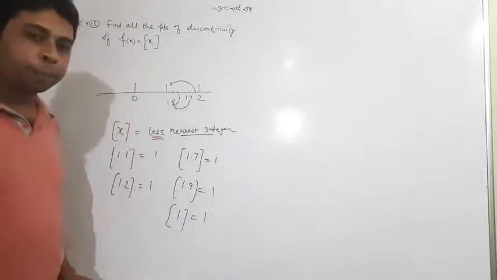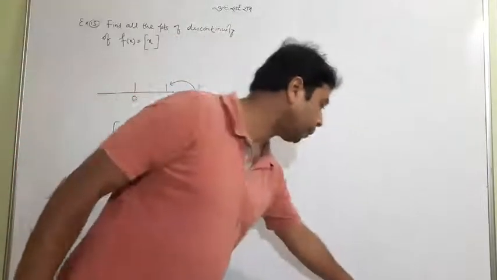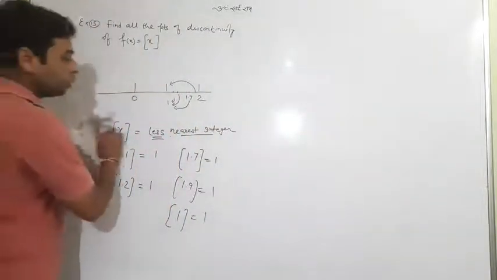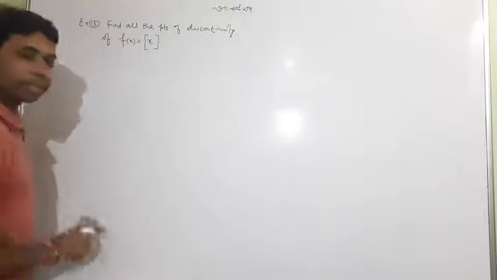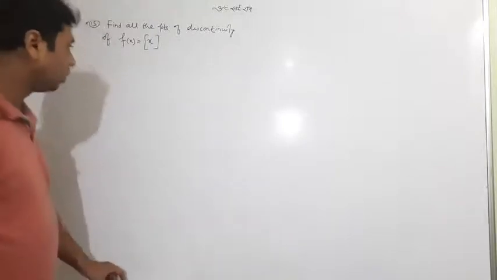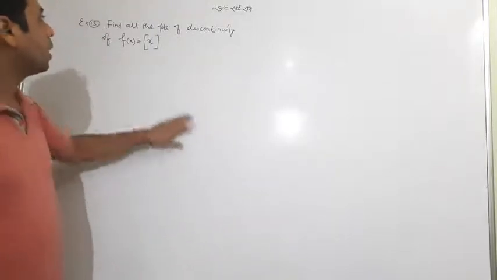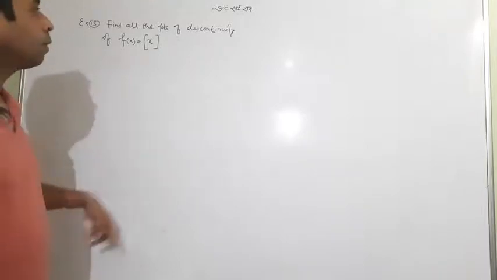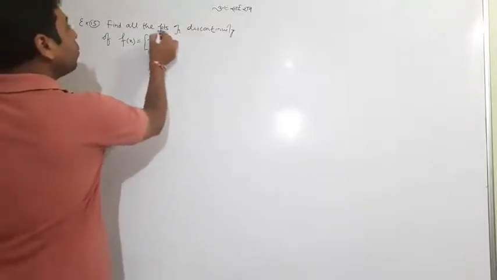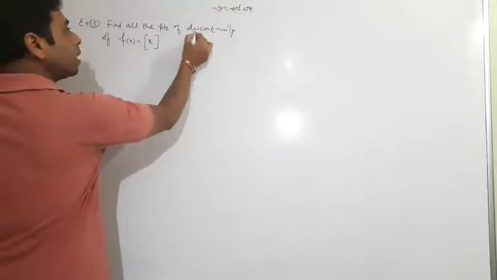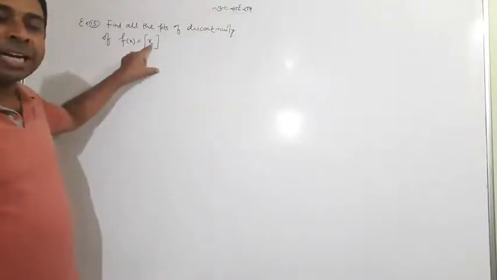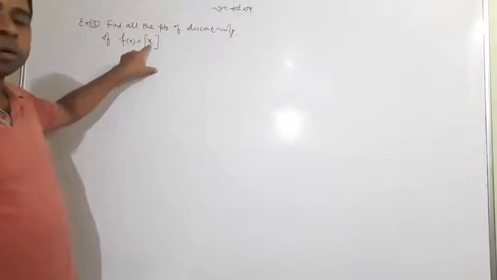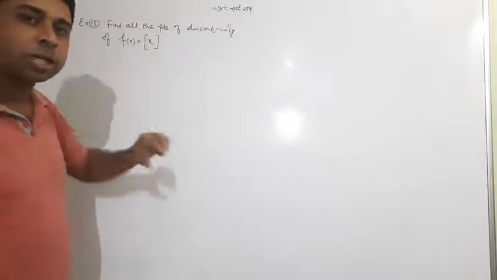So this is a simple property. I think you understand that when the greatest integer function operates on any number, it gives the less and nearest integer. This will help you, and it's an important one. We have to find the points of discontinuity of the function, meaning we have to find all the points at which greatest integer function x is discontinuous.